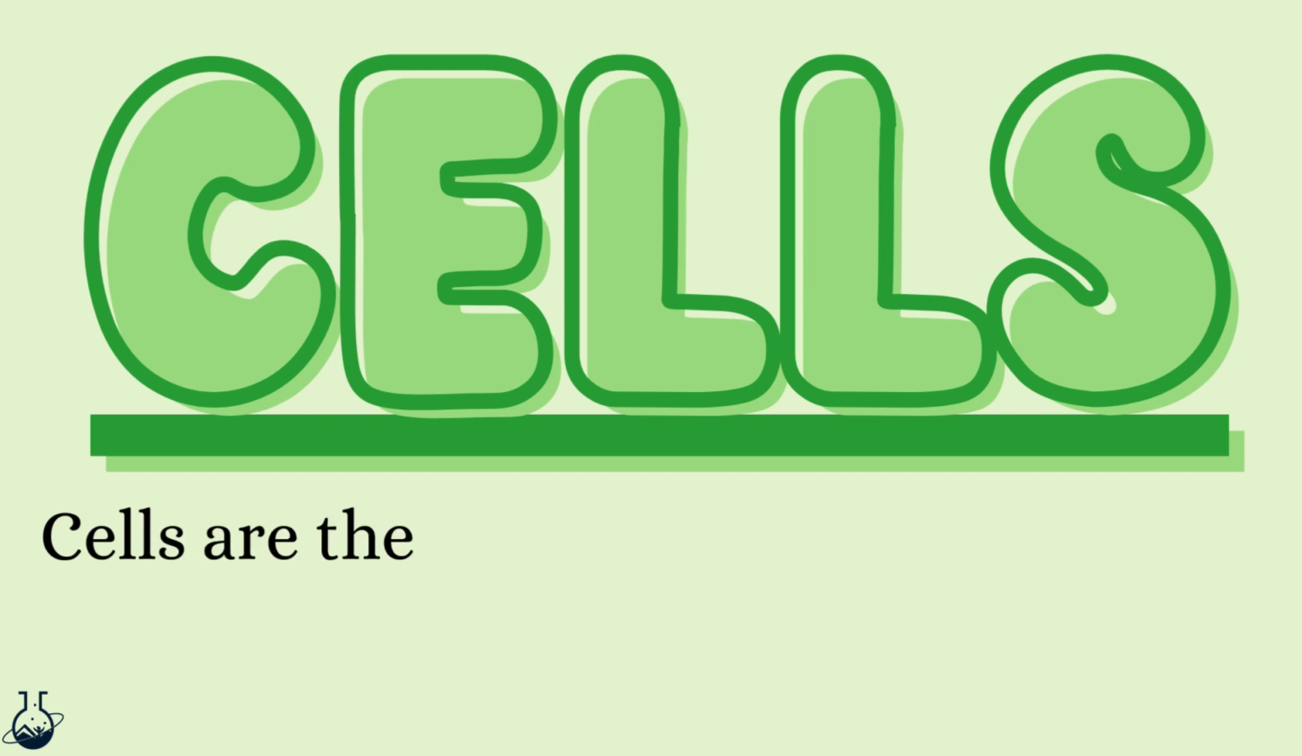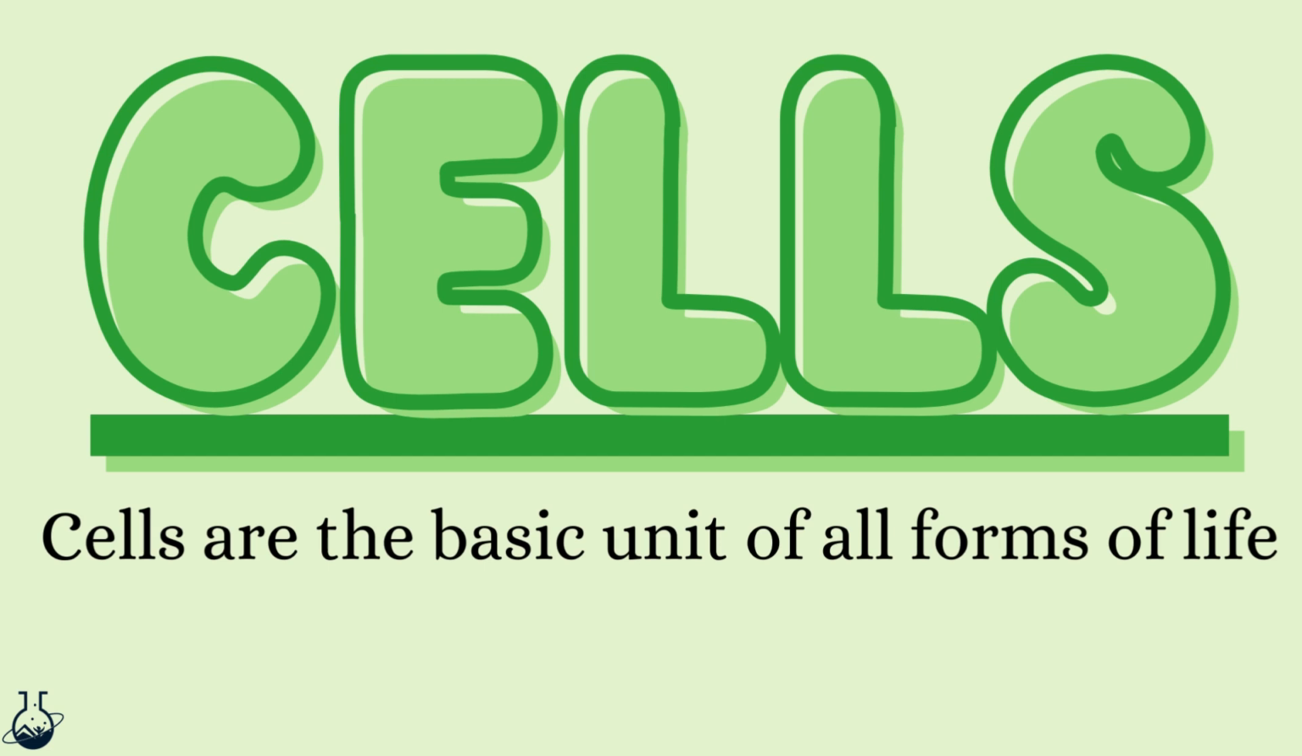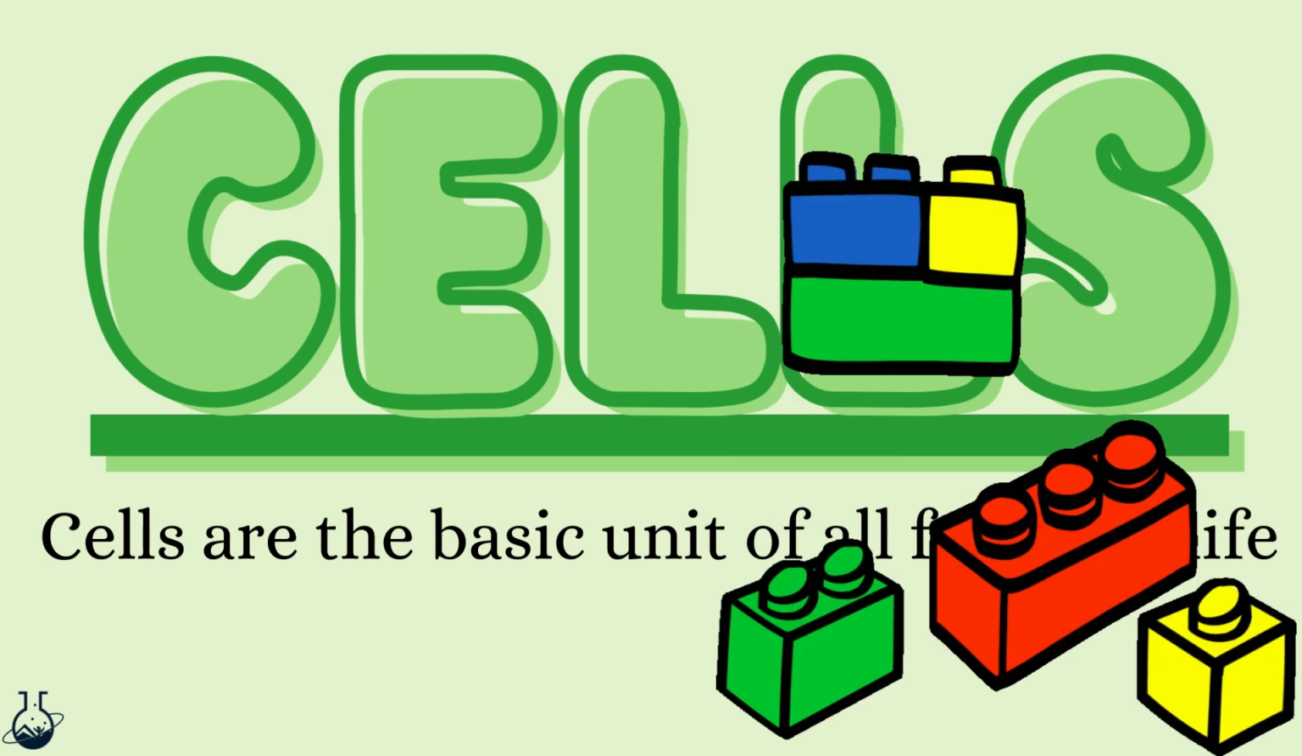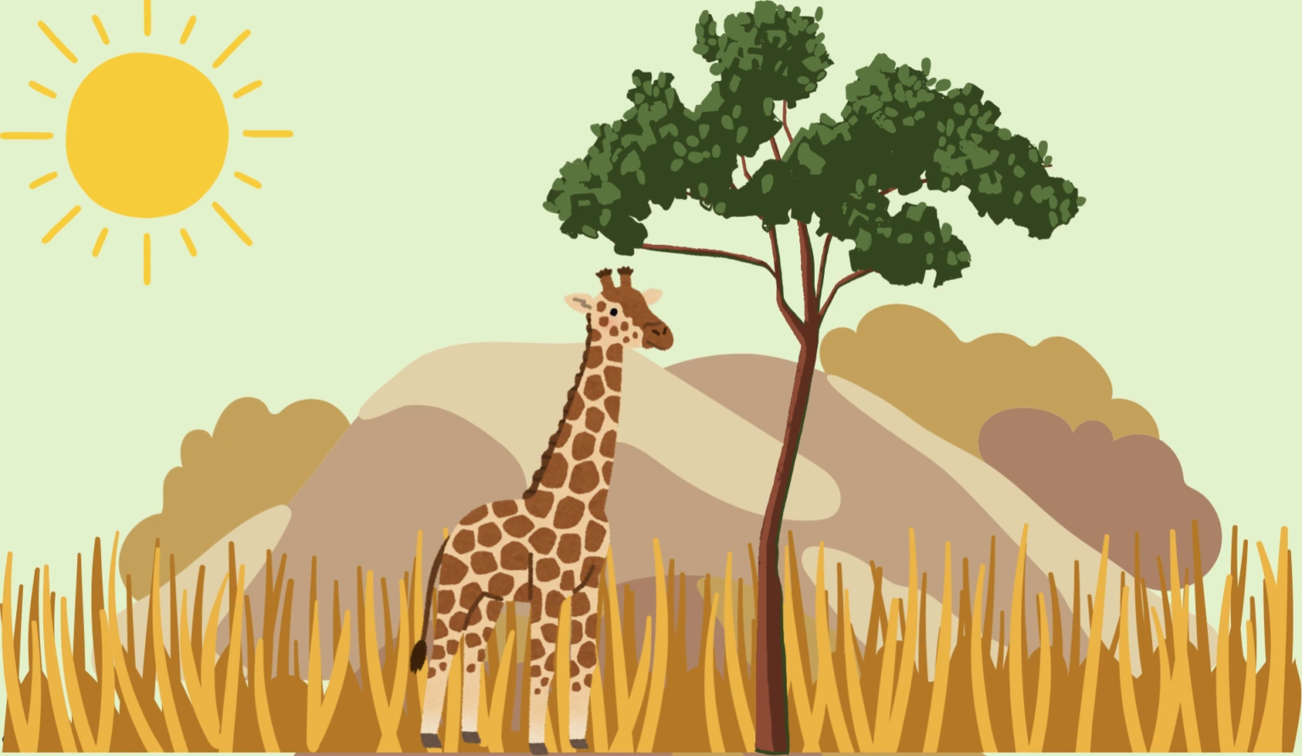Cells are the basic unit of all forms of life. They make up all the living things around us, our building blocks, like Lego pieces coming together to form larger, more complex structures. Take these organisms, for example. We have a giraffe feeding on a tree on the plains of Africa. Both are living things, so therefore they are both made of cells.